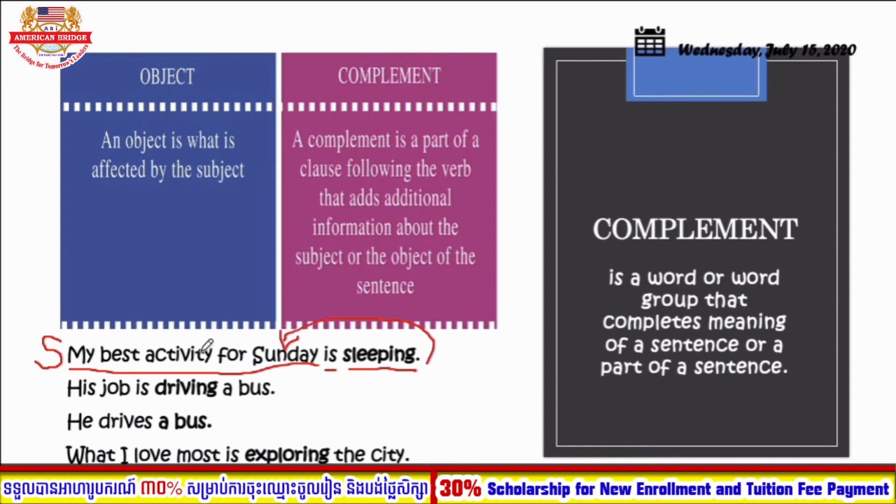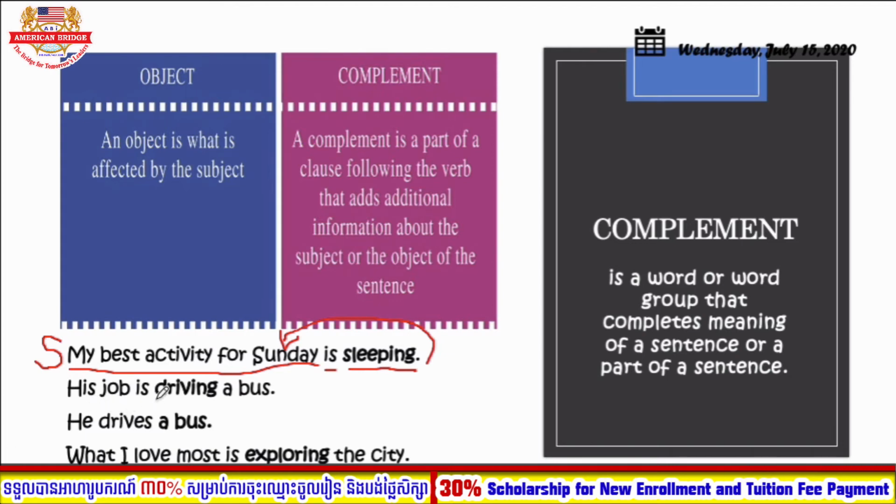My best activity for Sunday. So you don't know it, so you need to add more information. This information is the complement in order to give more information to the subject. Here, the word sleeping is not affected by the verb. Okay? Let's move on to the other example.